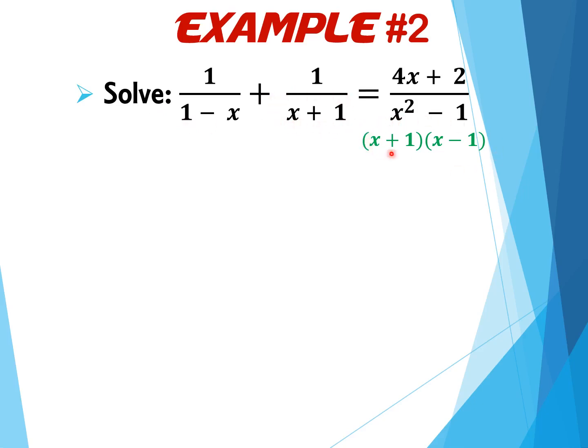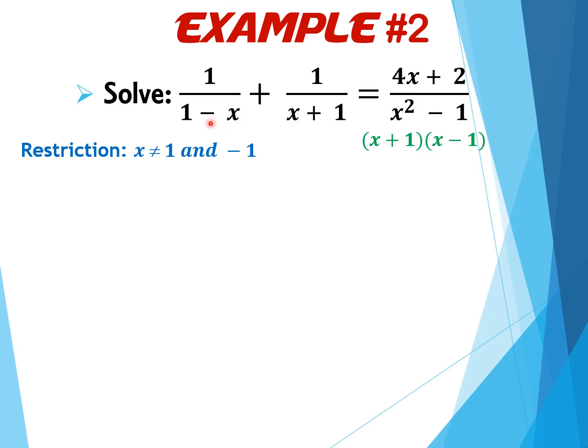Okay, so we're going to equate each factor to 0. So when we solve this one, this would be x is equal to 1. This one is negative 1. This one is also negative 1, and this one is also 1. So therefore, the restrictions are 1 and negative 1. So meaning we cannot have a value of 1 or negative 1 since this will make the expression or the equation undefined. Now, we determine the LCD.